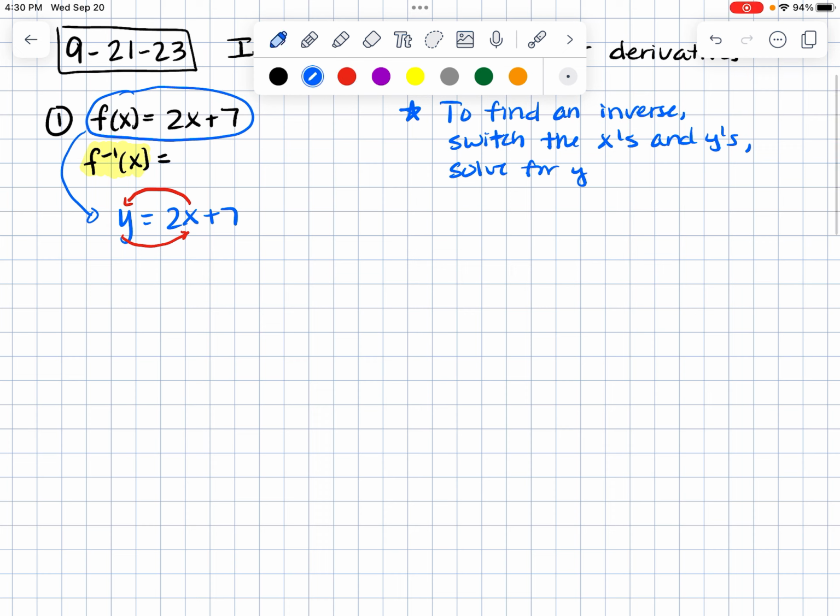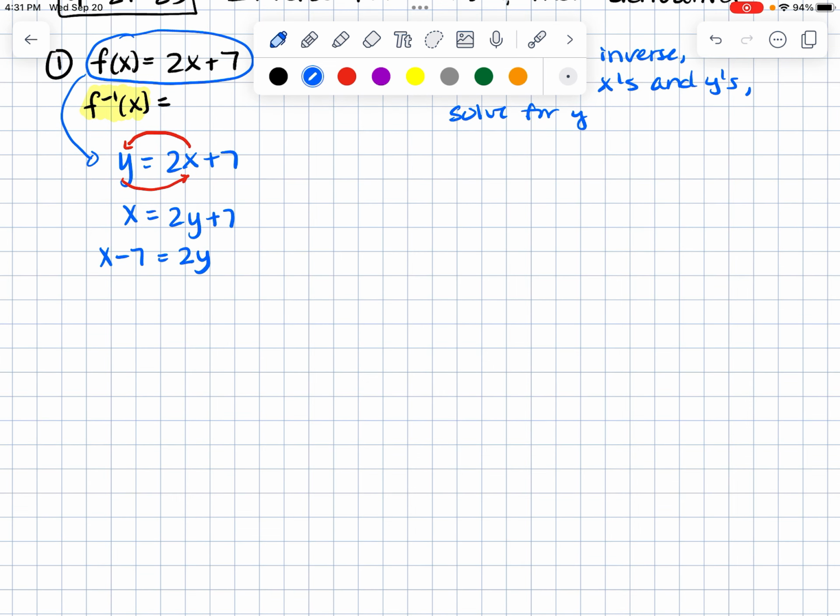So what would your new equation be? It would say x equals 2y plus 7. Okay, so I just switched the x's and y's. Now step 2 is to solve for y. So how do I solve this equation for y? Well, I subtract 7, so I get x minus 7 equals 2y, and then I divide everything by 2. So I get y equals x minus 7 divided by 2. Okay, now that is what's called the inverse of f of x.